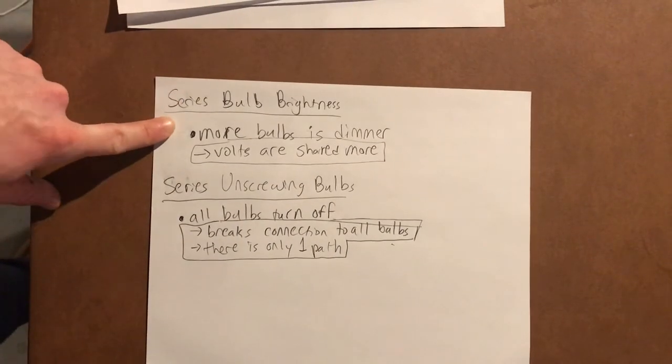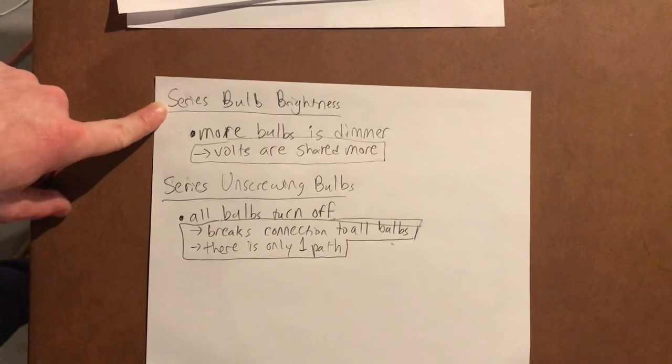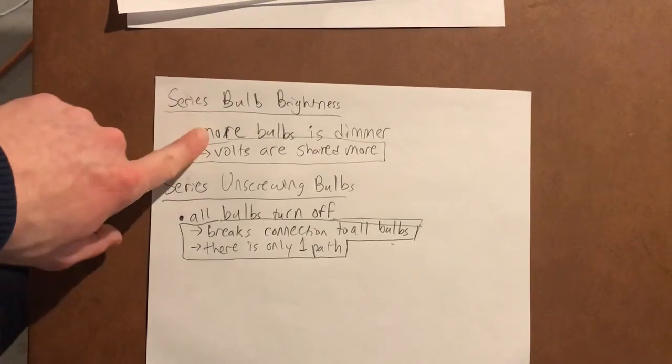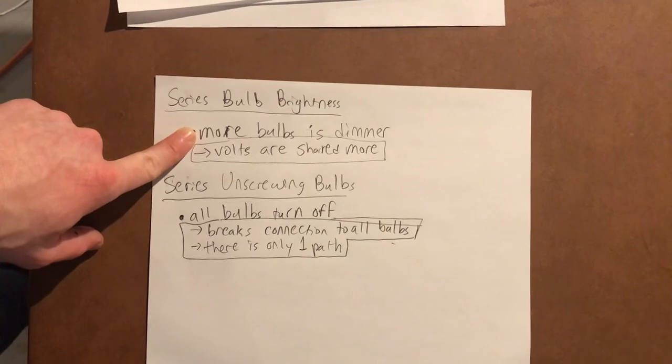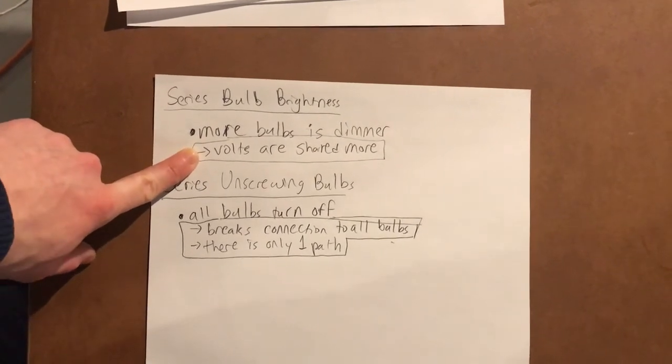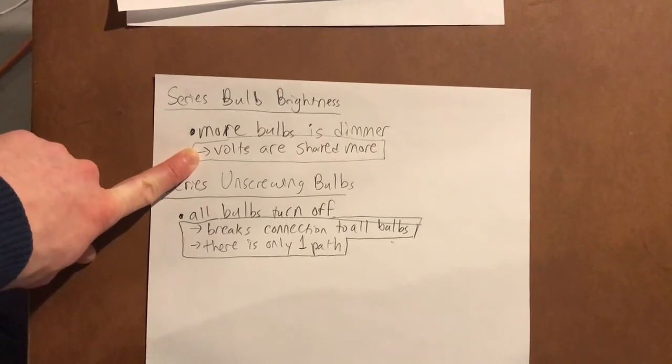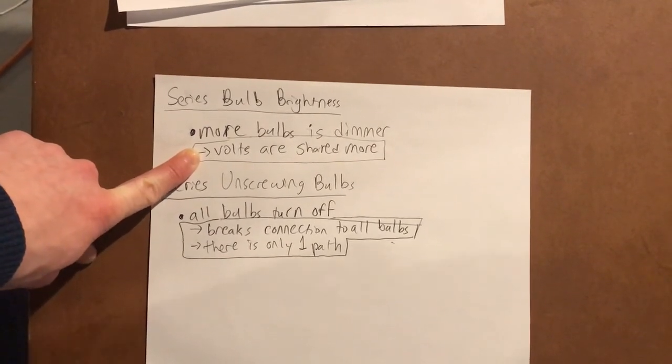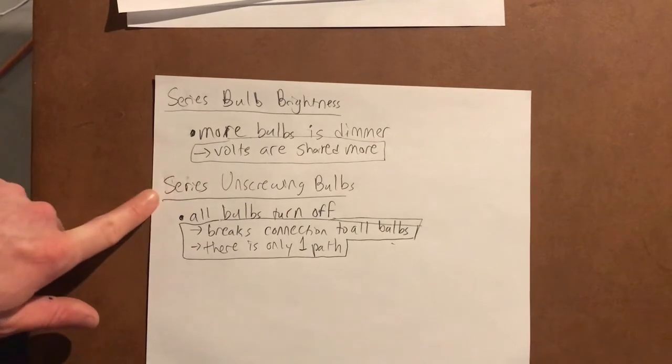So this is what we saw in the lab, that series bulb brightness, more bulbs means they're dimmer. Why? Because the volts are shared more between bulbs. Okay? The more bulbs you have, the more the voltage needs to be shared. So they get dimmer.